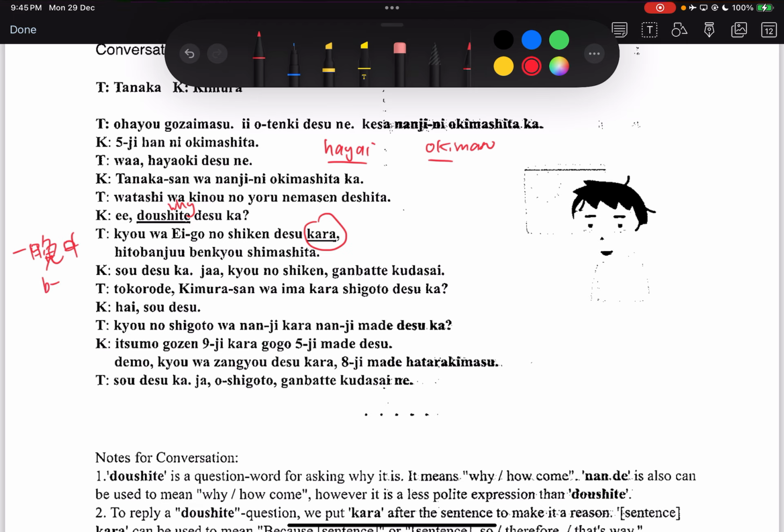By the way, 木村さんは今から right? This から is not the reason one. That means 今から, from now. 今 is now, right? So from now, 今から仕事ですか? 仕事 is work. So 仕事ですか? Is it work? So from now, is it work?